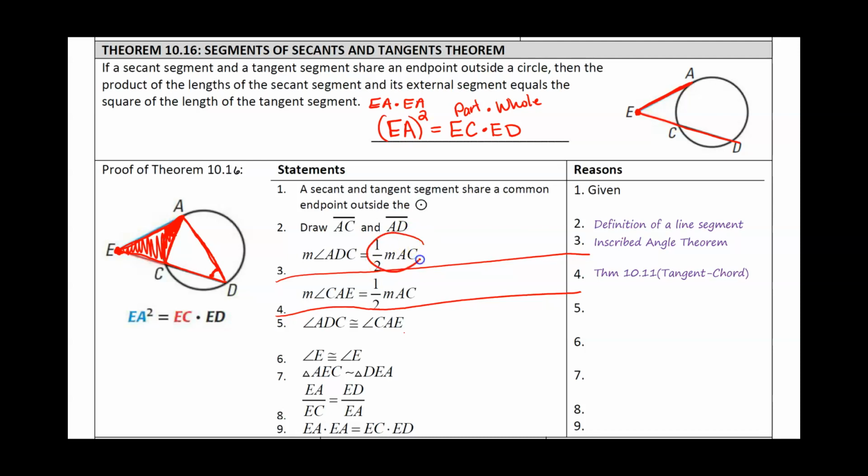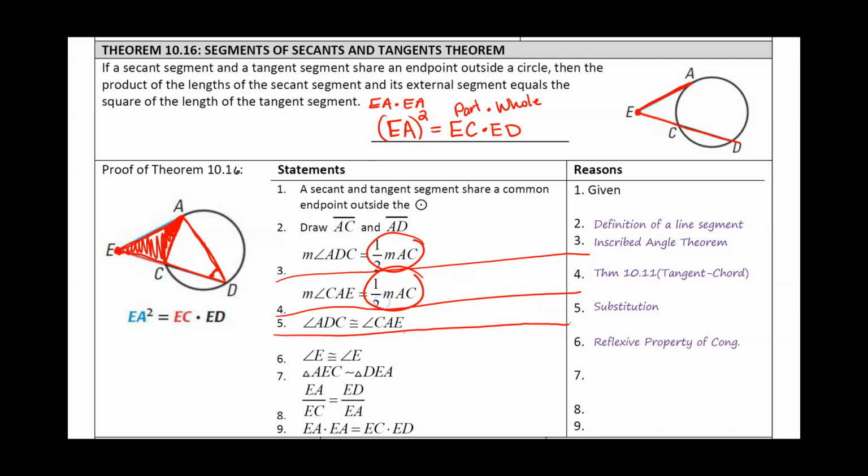Now, if you'll notice here and here, that's the same thing. So in step 5, we can say those angles are now congruent, okay? Because we just substitute. So now, if those are now congruent, you can clearly see that they are, then we can move to angle E.